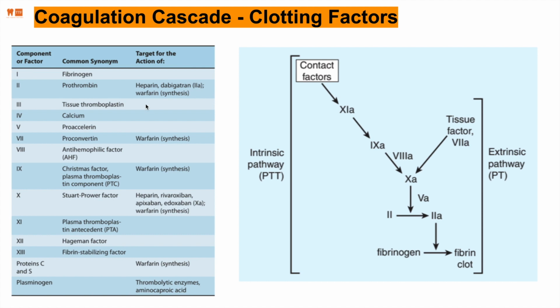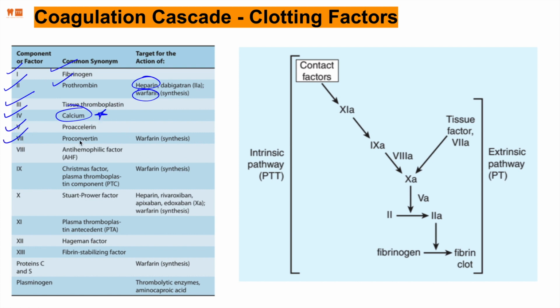Coagulation cascade and clotting factors. So I know we went through this, but here it is with names in a proper summary. Factor number 1 is known as fibrinogen. We know where to find that now. Factor number 2 is prothrombin, the target for action of heparin and warfarin. Factor number 3, we talked about tissue thromboplastin, which is antithrombin. And factor number 4, calcium. Calcium is an actual coagulation factor, you guys. Fun fact.